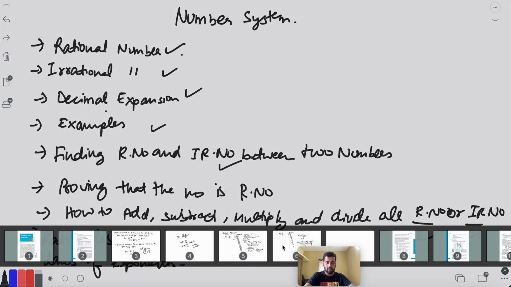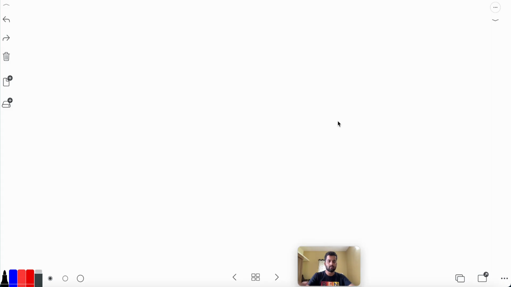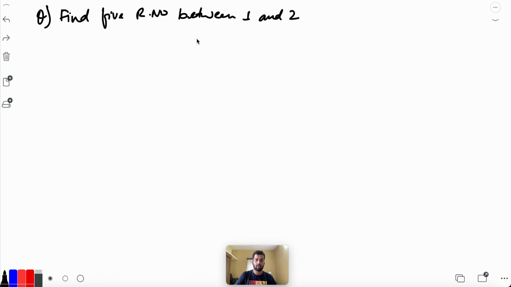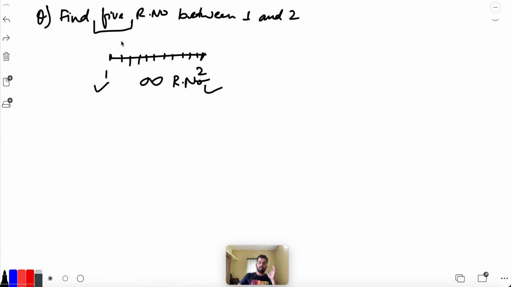Now let's take a blank page. Now I assume we have a question. Find 5 rational numbers between 1 and 2. How to find it? Take a number line, 1 here, 2 here. We have to find any 5 rational numbers between these. If you can imagine, there are an infinite number of rational numbers between 1 and 2. We just have to pick only 5.